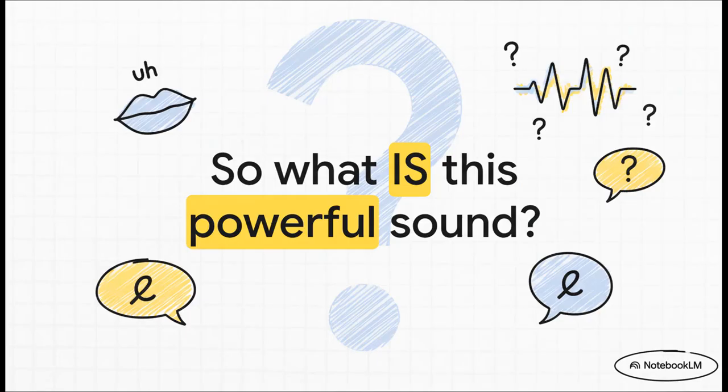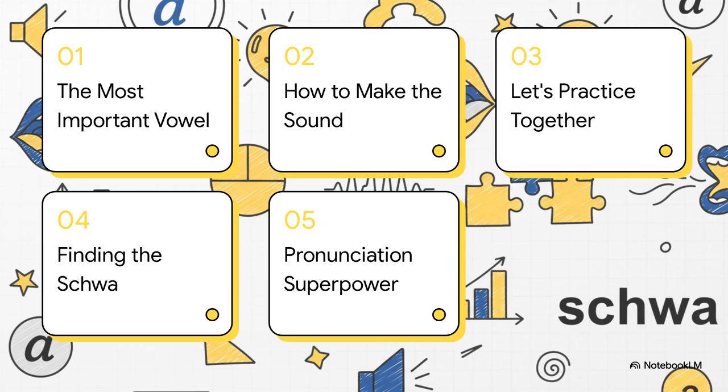And that, of course, leads us to the big question, right? What in the world is this sound that pops up everywhere but nobody ever seems to talk about? Let's break it down. So here's our game plan for today. First, we're going to get to know this mystery vowel. Then I'll walk you through exactly how to make the sound yourself. It's super easy. After that, we're going to do a little interactive practice together. Then we'll become detectives and learn how to spot it in any word. And finally, I'll show you why knowing this one little sound is basically a pronunciation superpower.